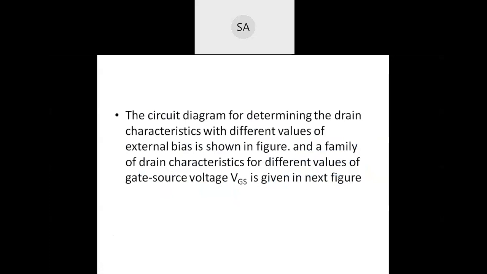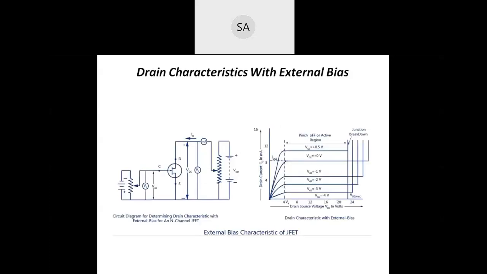So the circuit diagram for determining the drain characteristics with different values of external bias is shown in the figure, and a family of drain characteristics for different values of gate to source voltage is given in the next figure. So these are the two diagrams to draw the drain characteristics with external biasing.